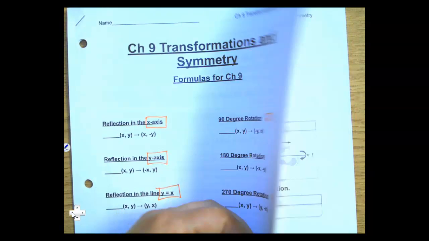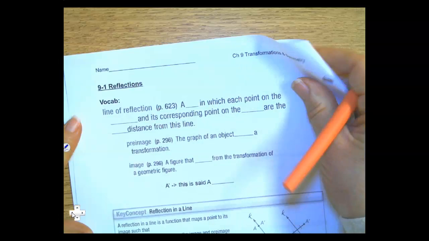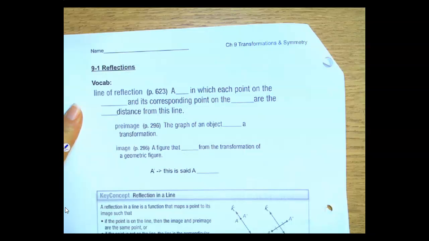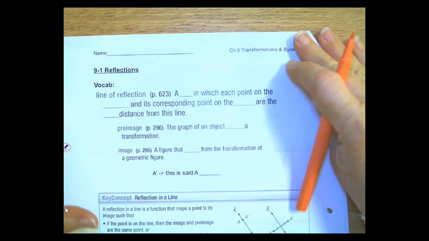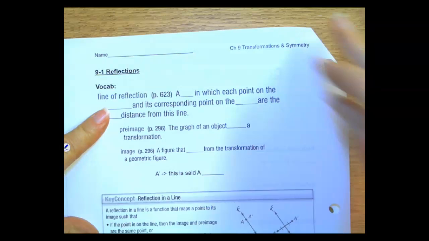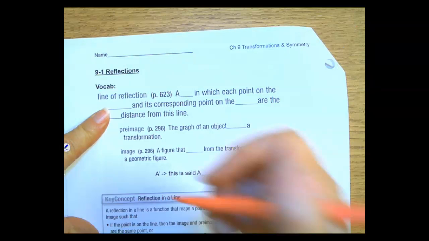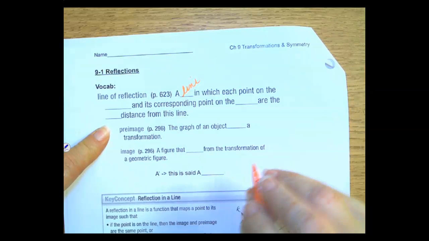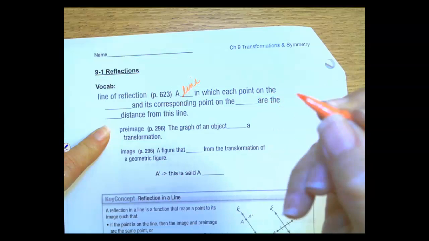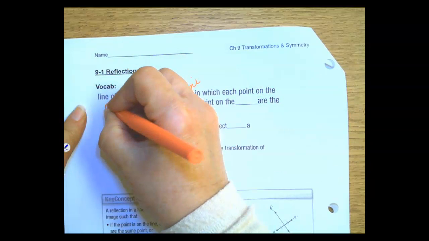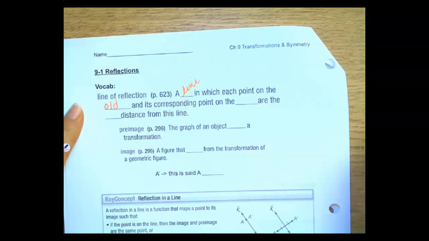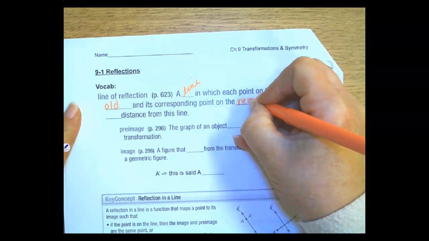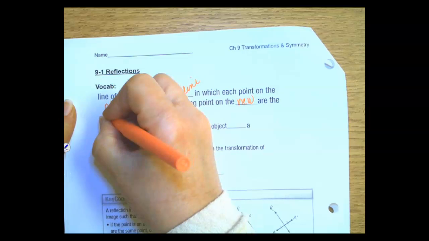Okay, so let's jump into this. I think this first section is pretty easy. So we'll start with this vocabulary, which you may already know. So your line of reflection is just that line of symmetry. So it is a line in which each point on the old image, we're going to go over that, and its corresponding point on the new image are the same distance.